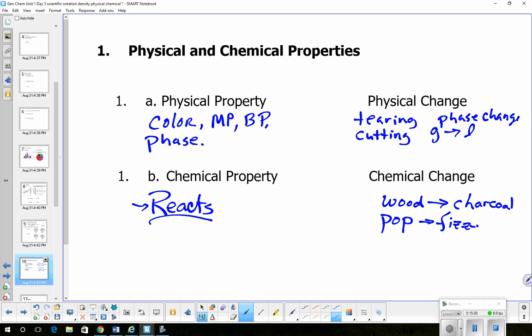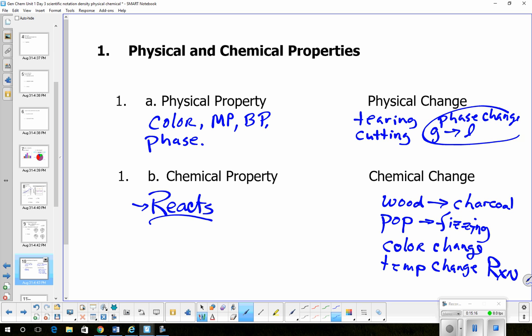Color change. Temperature change. In a reaction, if it's just a temperature change for a phase change, then it's not. Okay, yes? It's chemical. Okay? Well, let me come back on that.